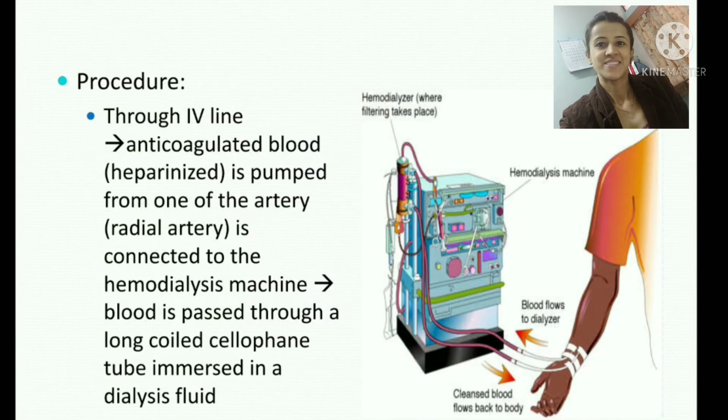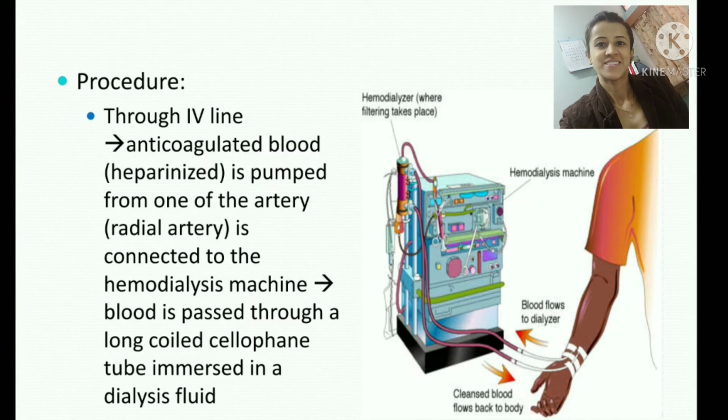Here, an IV line is taken. You can see in the picture that through the IV line, blood is pumped from one of the arteries, mainly the radial artery. The blood is anticoagulated. Heparin is injected before the procedure to prevent coagulation when blood passes through this dialysis machine.